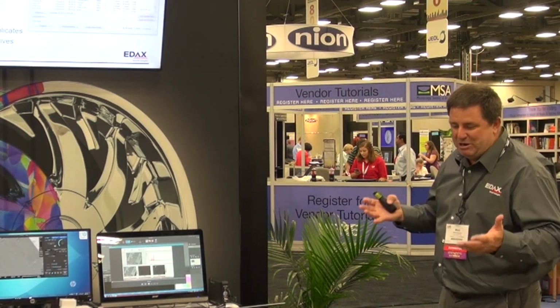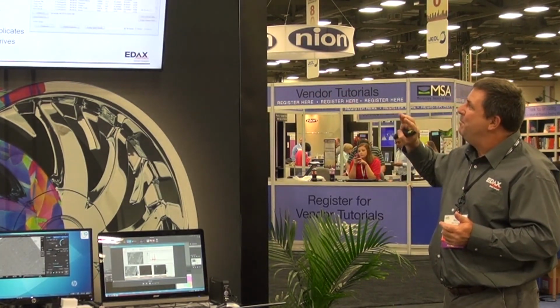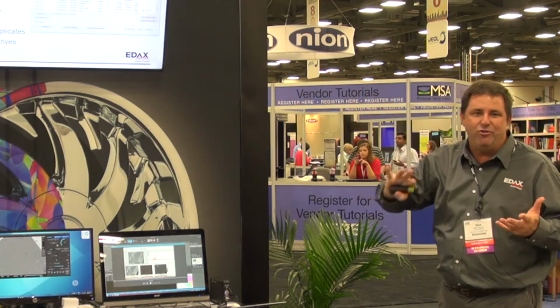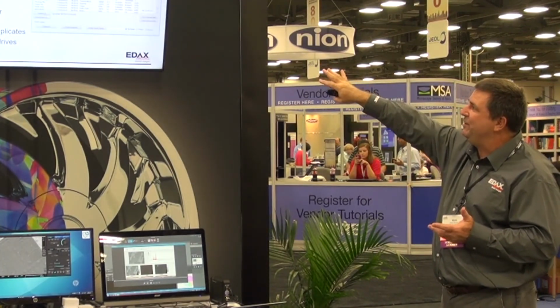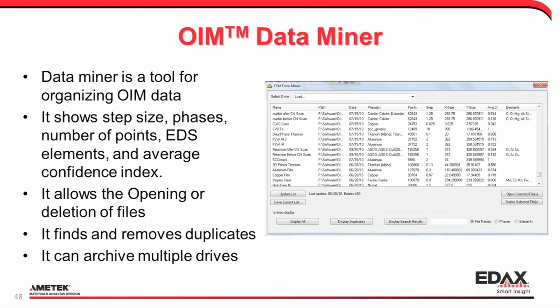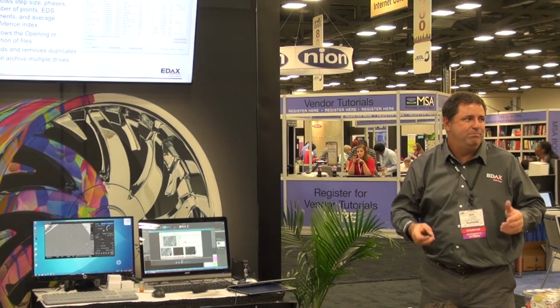Again, we clearly recognize there's lots of data. It's very easy to get lots of data. So we also put in tools for, we've called this the OIM data miner, but it helps to organize the data. So what you're able to do is run this, it sort of indexes your hard drive and says, here are all the data sets that are on a drive, on a portable drive, on a server drive, wherever you want to do. It shows you what phases are present, the number of points, the step size, the confidence index, the elements, and you can open and delete and find duplicates, and all from this tool here. And it's just a way of helping to organize the large amount of data that's possible with the technique.